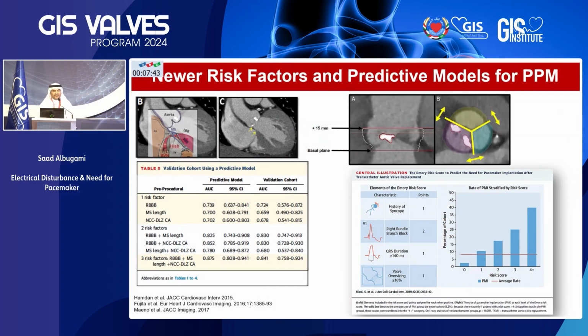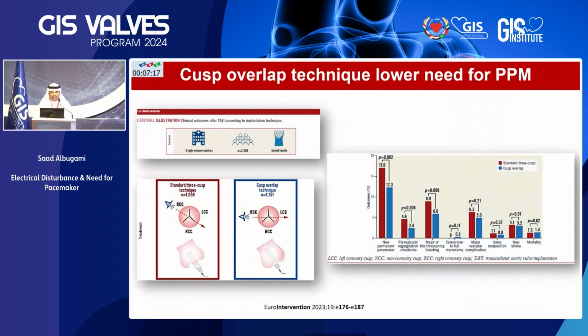Multiple predictive models have been developed to predict which patients will develop this complication. The Emory risk score depends on the patient's clinical presentation of syncope, ECG changes, and device oversizing. The other risk score looks into the distribution of the calcification and the presence of right bundle branch block. These will predict which patients are likely to develop these complications.